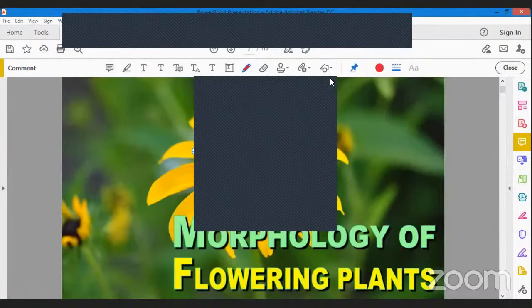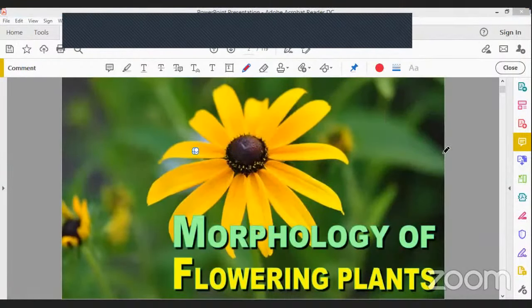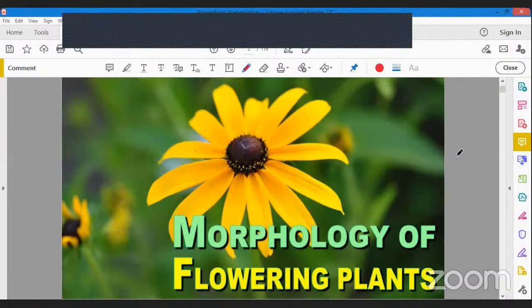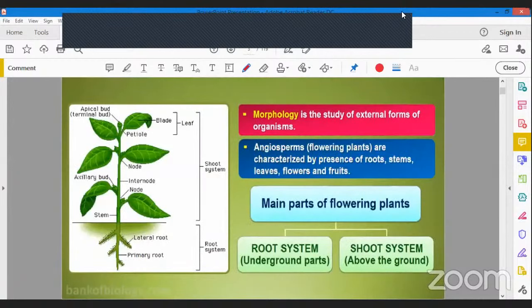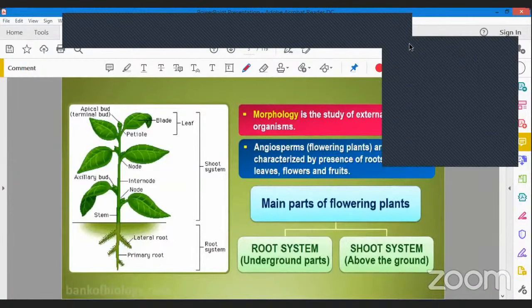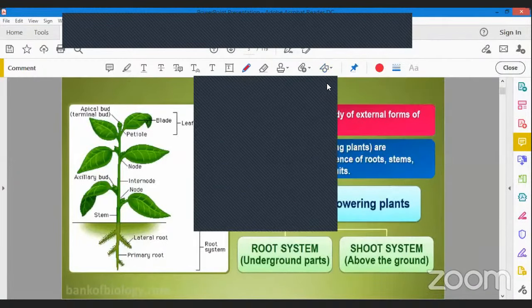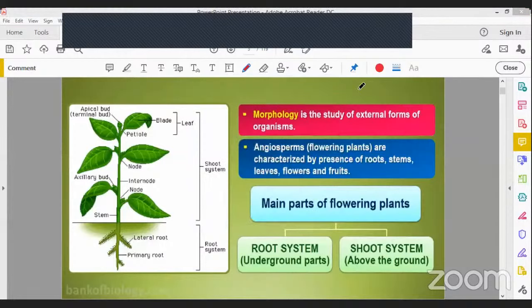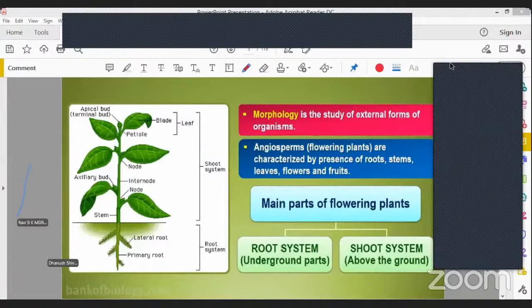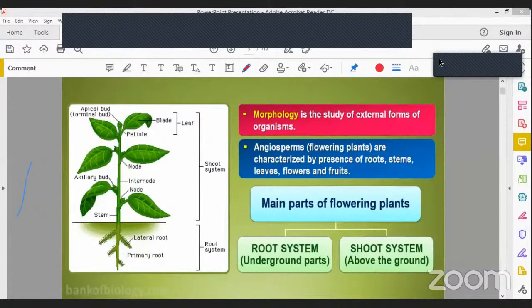Students, please don't type anything in the chat until and unless asked for a question. So now we'll start with the part. Are you able to see the screen, students, now? I think you should be able to see the screen.